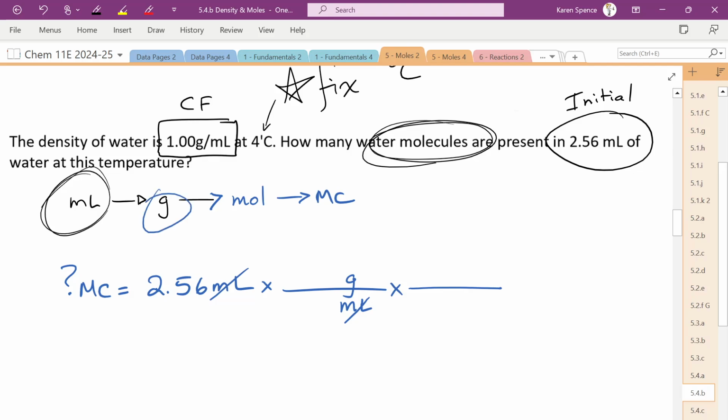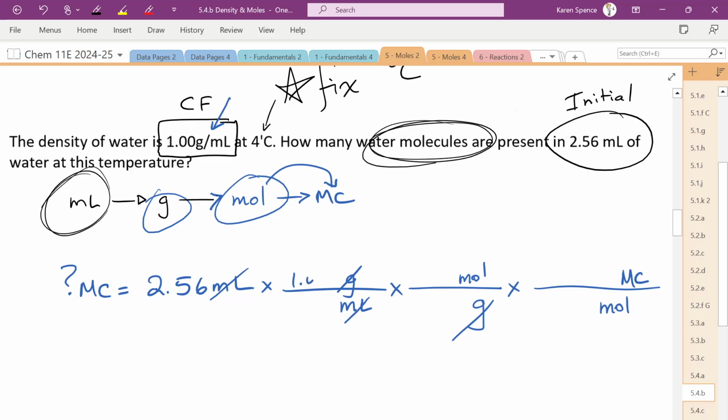Then I know I want to go from grams to moles. So I cancel my grams and I find my moles. And then finally, I want to go from moles to molecules. So I'm going to cancel my moles and find my molecules. And then I say, oh, grams per milliliter, that's given in the question, 1.00 grams per milliliter.